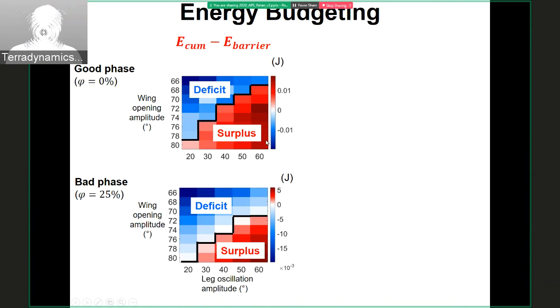First, we can see the robot with larger wing and larger leg oscillation amplitude has a larger energy difference. So this makes the robot easier to self-right. Second, for the good phase, its plus region is much larger than the bad phase. So we can see with the good phase, the robot can accumulate more energy than the bad phase, especially in the leg stroke. So it can help the robot self-right more easily.